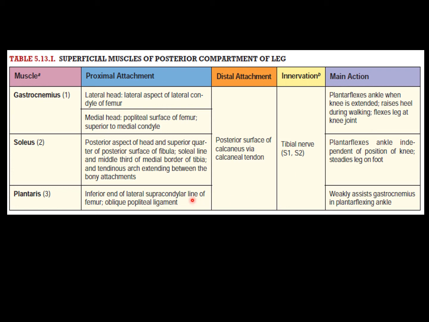Plantaris arises from the inferior end of the lateral supracondylar line of the femur, and also through the oblique popliteal ligament, and it attaches to the calcaneal tendon. But it is a weak muscle because it has a small belly and a long tendon which attaches to the tendocalcaneus. So it weakly assists gastrocnemius in plantar flexing the ankle. And these are the three muscles of the superficial compartment.